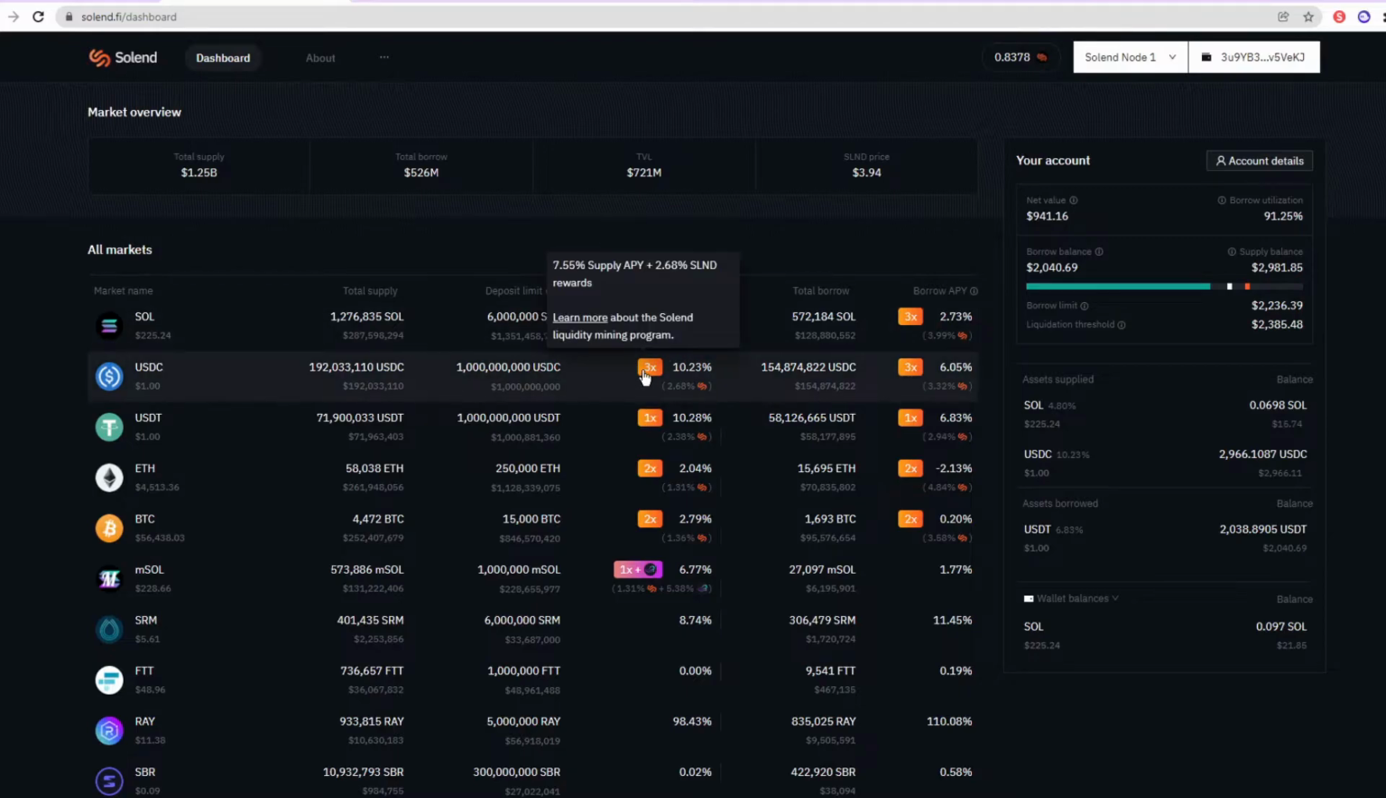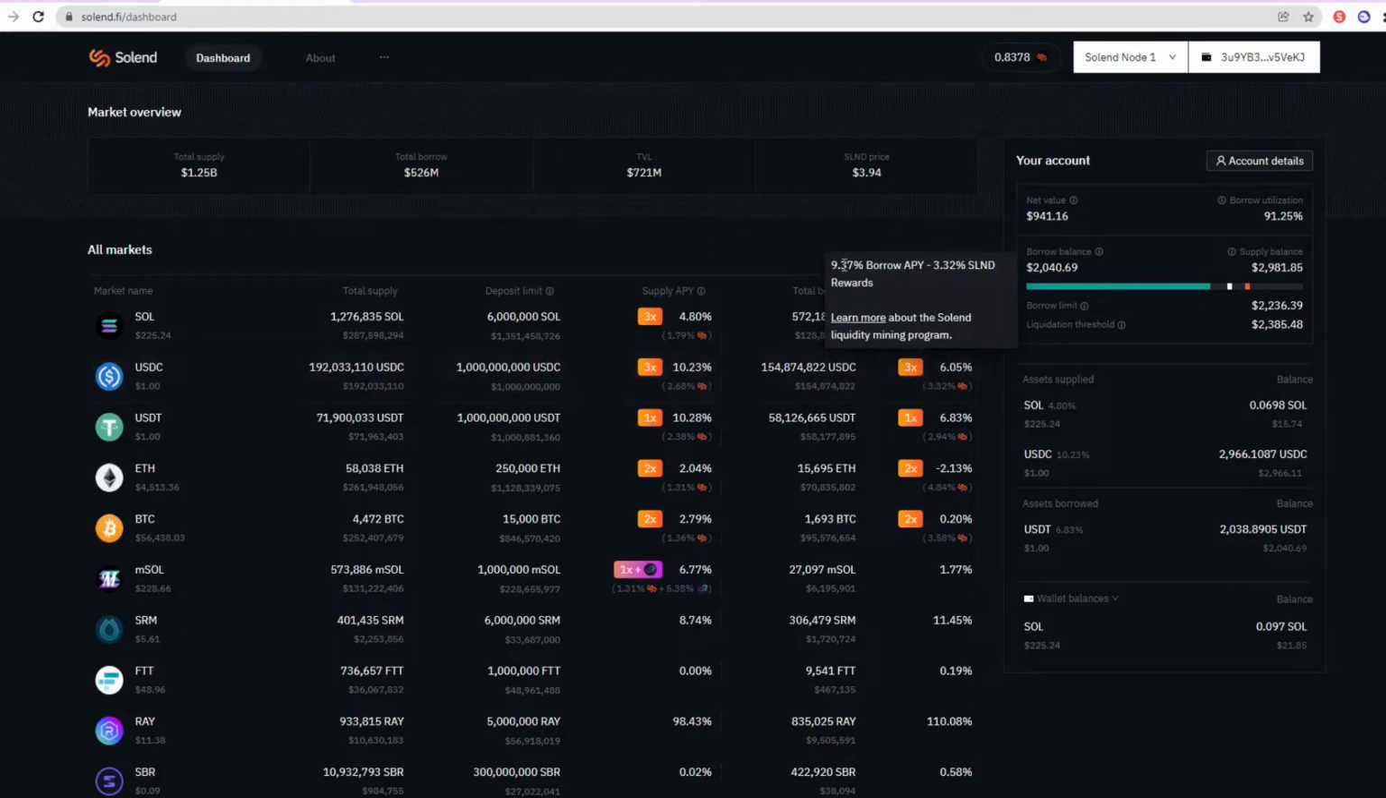So let's look at USDC. If you supply USDC, you will earn 7.55% in USDC. The interest you earn is automatically compounded. They add it to your balance automatically, and you get 2.68% in Solend rewards. And similarly, if you borrow, you pay 9.37%, but you make back 3.32% in Solend rewards.